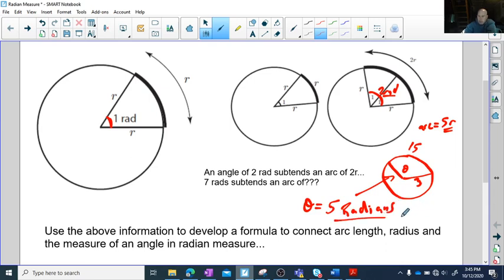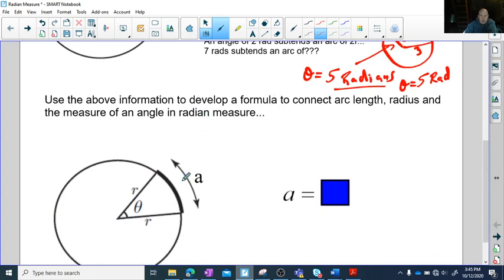You can abbreviate radians to RAD, or as we get going with this, you can actually leave that out altogether. If you're talking about an angle and there's no little degree symbol like you've seen in the past, it will be understood that you are implying radian measure. So it becomes important that you somehow indicate whether you're talking about radians or degrees.